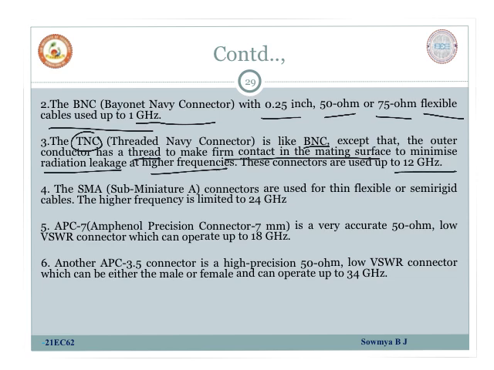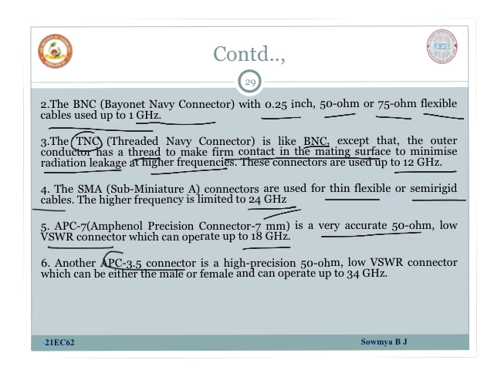The next type is SMA sub-miniature A connectors, which are used for thin, flexible or semi-rigid cables and the higher frequency is limited up to 24 gigahertz. Next we have APC 7 Amphenol precision connector, which is having 7 millimeter, is a very accurate 50 ohms low VSWR connector and it can operate up to 18 gigahertz.